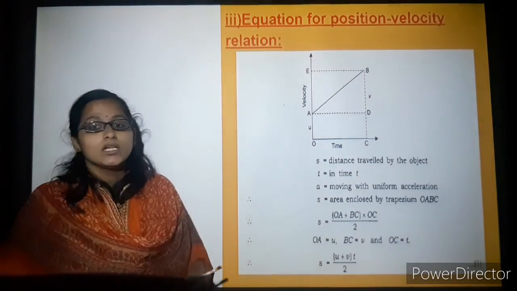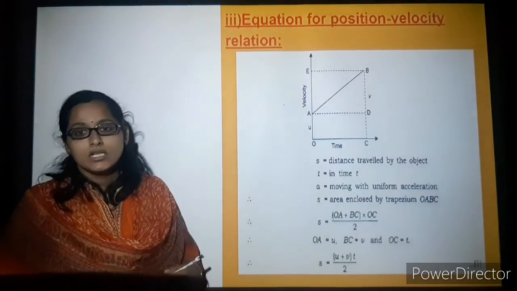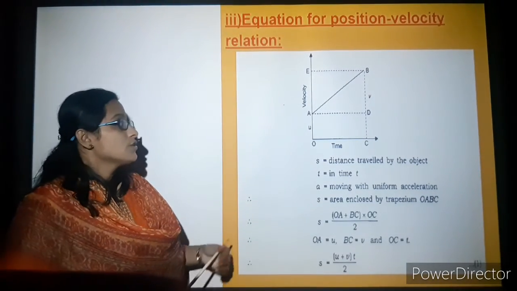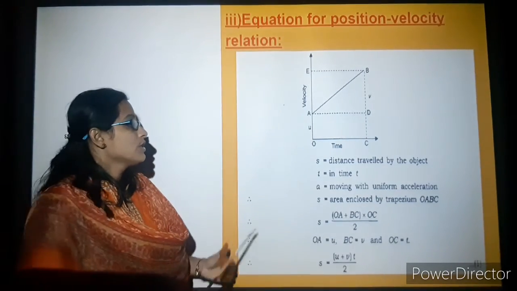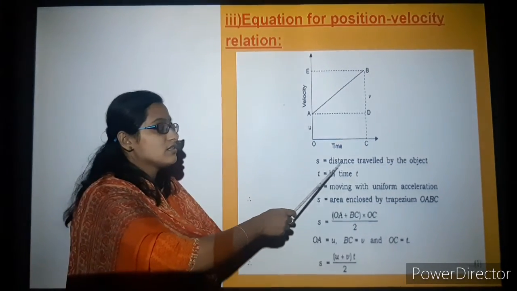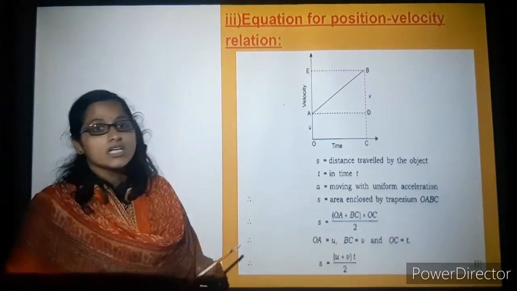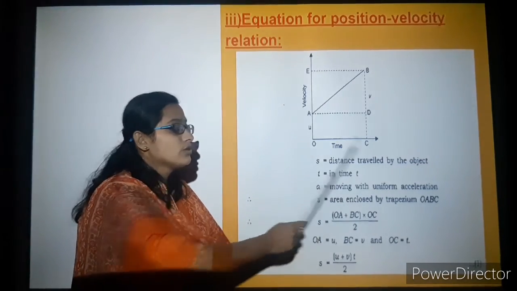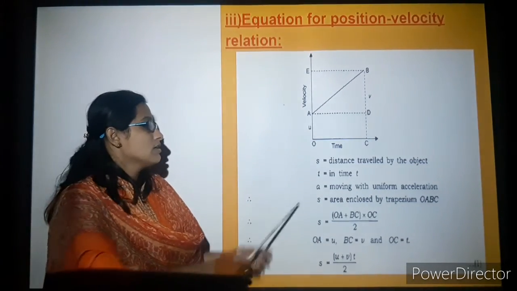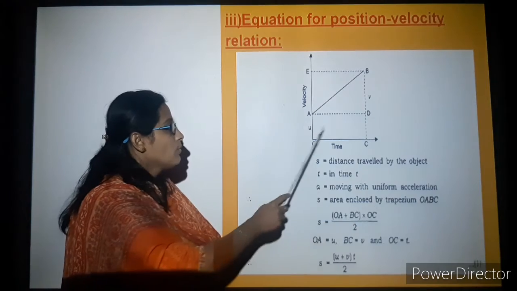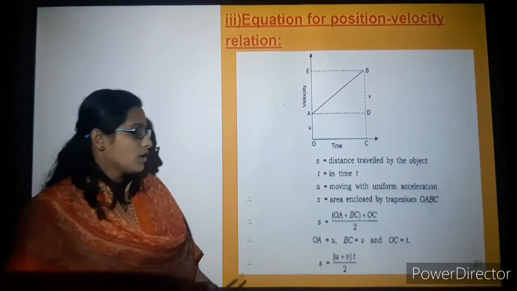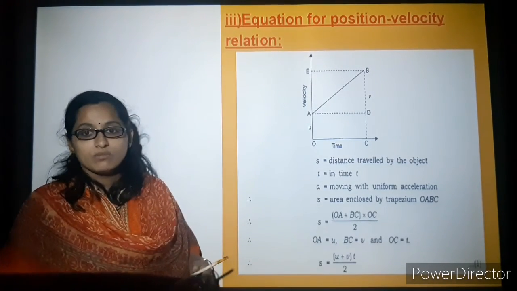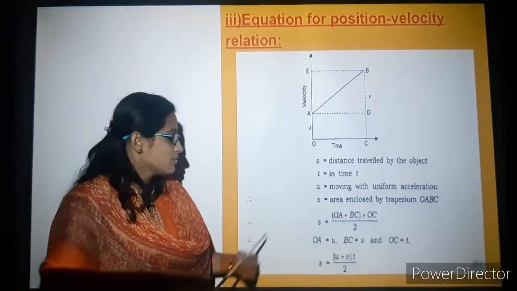So coming on to the next derivation, with respect to the position-velocity relation. You will have the same graph. Here again S is the distance travelled by the object in time T, and A is the uniform acceleration. S is the area enclosed by trapezium OABC. Previously we have S is equal to UT plus half AT square, and the same thing you will be using here.